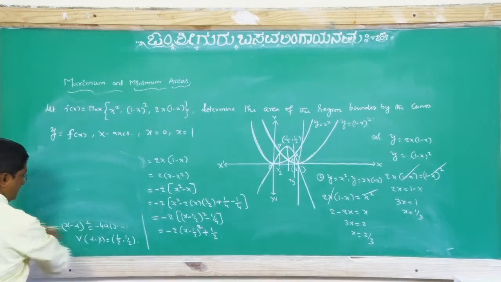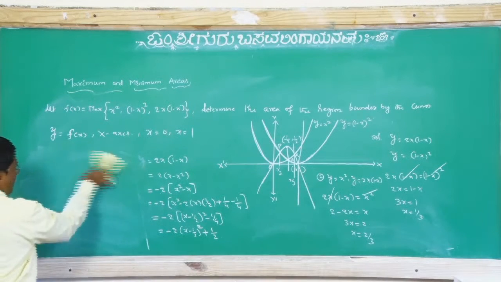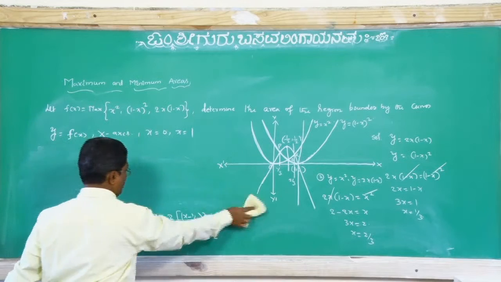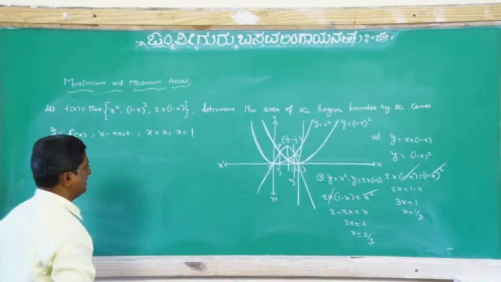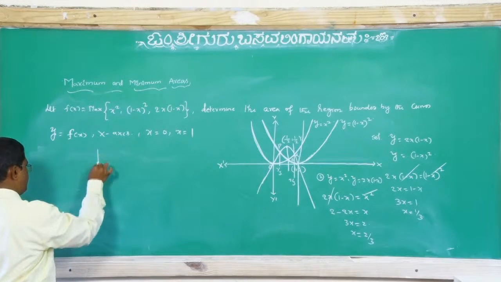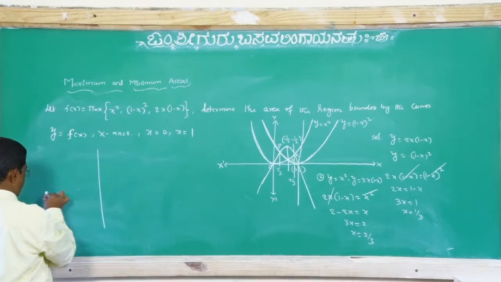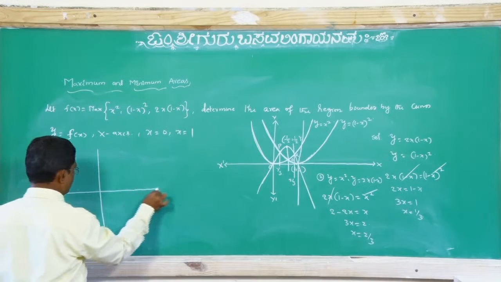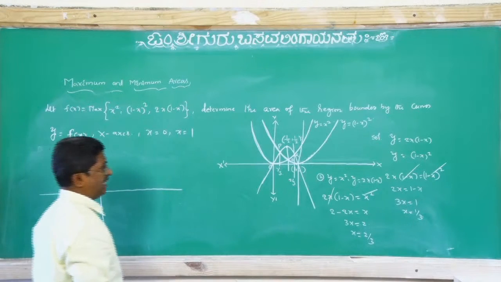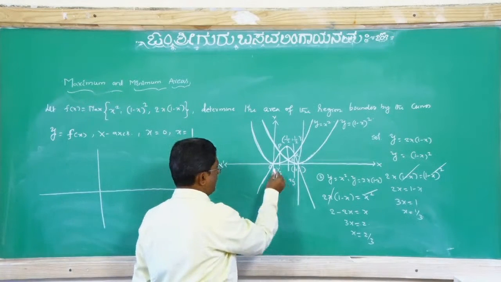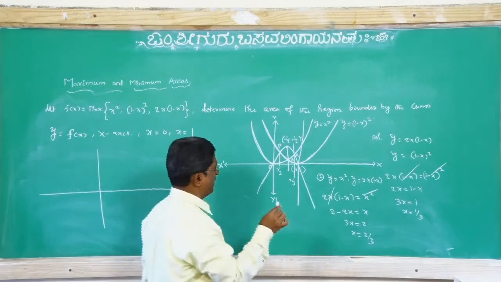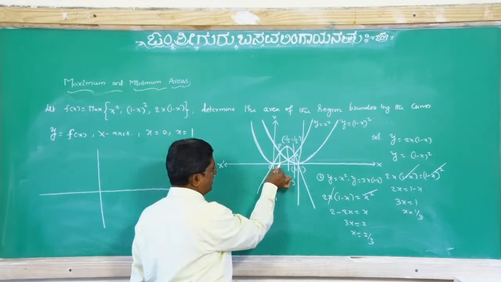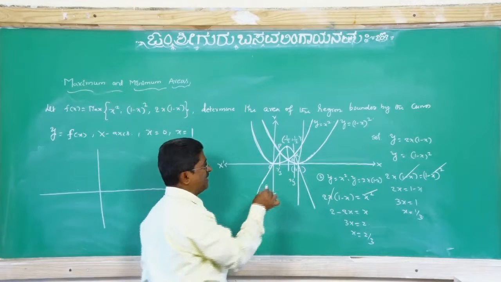Now I write a separate diagram, and we have to draw the graph to see which one is the maximized function and which one is the minimized function. See from the diagram, all of you, between the interval 0 to 1 by 3, very carefully, very important: what are the curves that are there here?